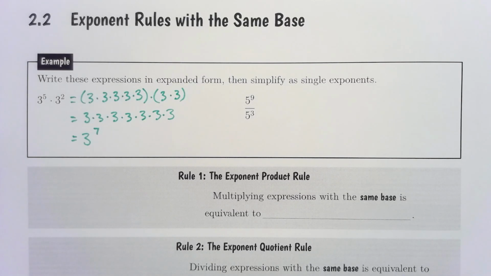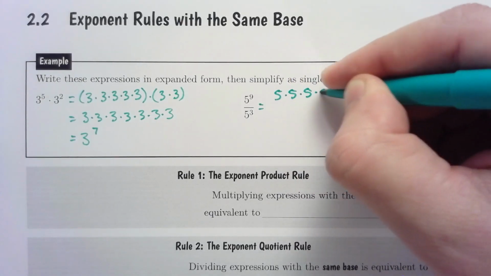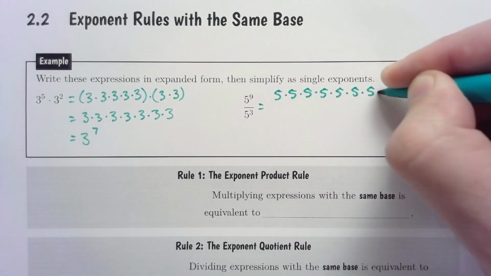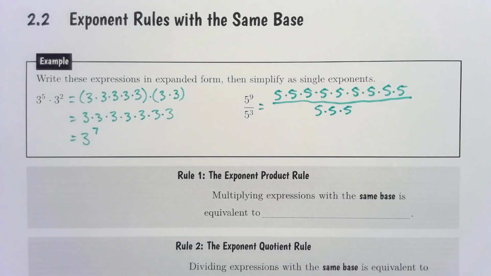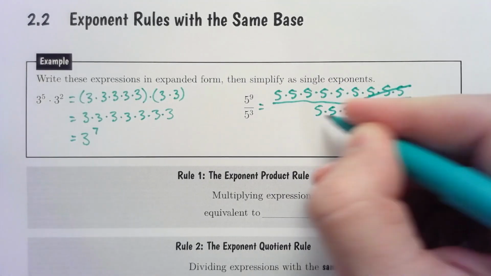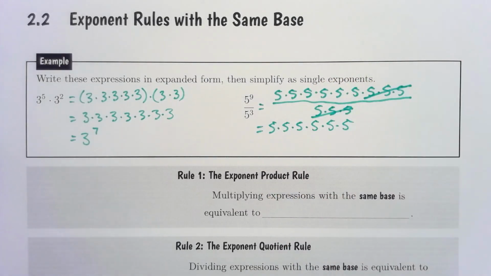If we have 5 to the power of 9 divided by 5 to the power of 3, we can also write this out in expanded form. And because multiplication and division are inverse operations, we can eliminate some of our 5s, and we're left with just 6 of them. So this is 5 to the power of 6. Again, notice that because we have the same base, we in effect just subtracted our exponents.